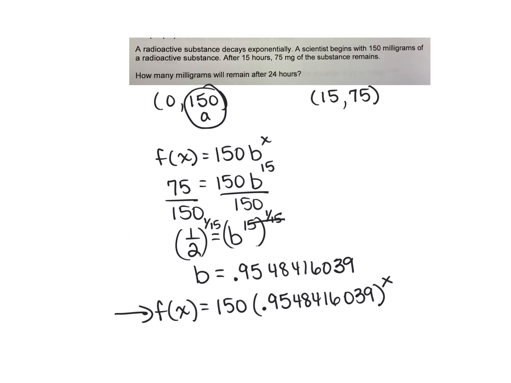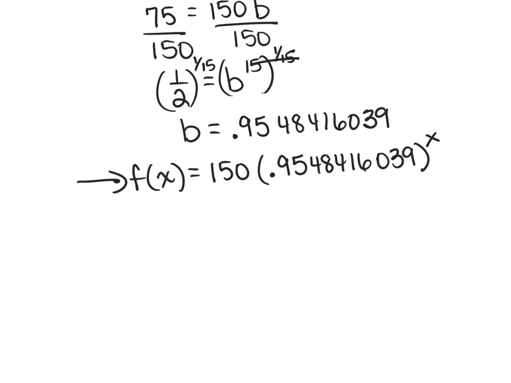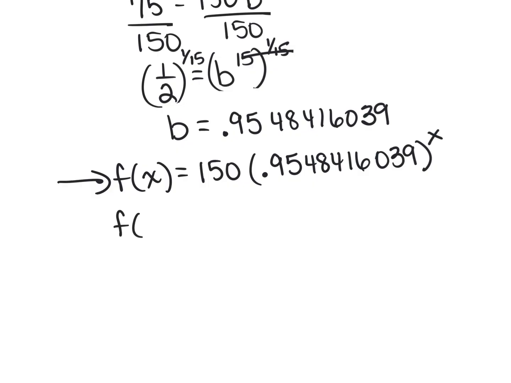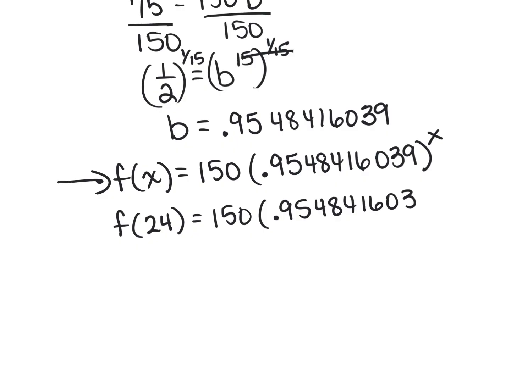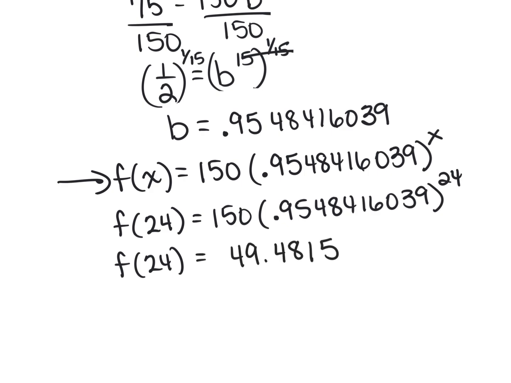Now if we go back up to our question, it says how many milligrams will remain after 24 hours. So what that wants us to do is evaluate f at 24. So I have 150. I have this big long decimal that if you leave it in your calculator, it'll save you some typing. And we raise that to the 24th power. So if it's already in there, you can use the caret key to the 24th, you get 0.32987. Multiply that by 150, and after 24 hours, we will have approximately 49.48154665 milligrams remaining.